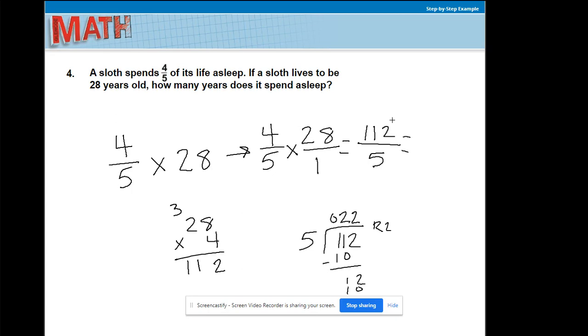So my answer is going to be 22 and 2/5. All right, remember, whole number, remainder, and then denominator. Denominator stays the same no matter what.